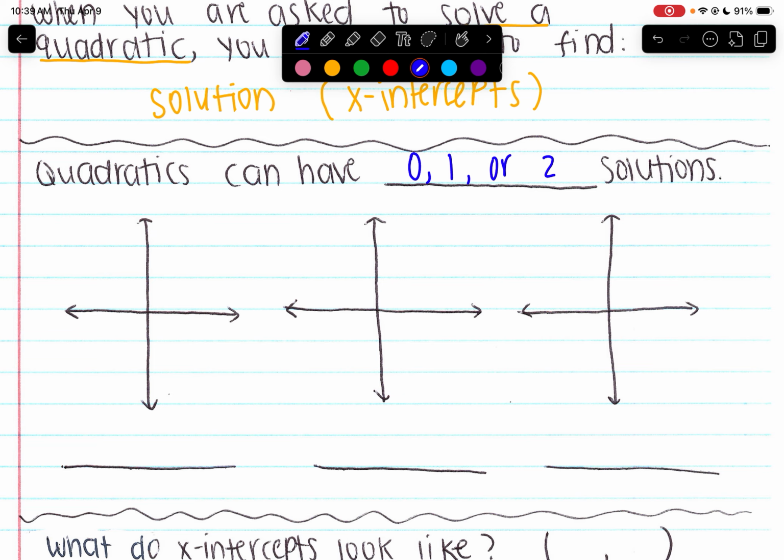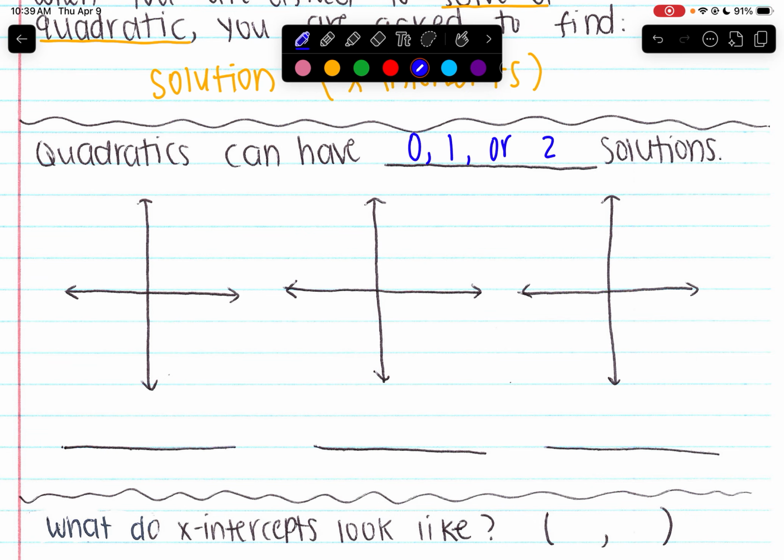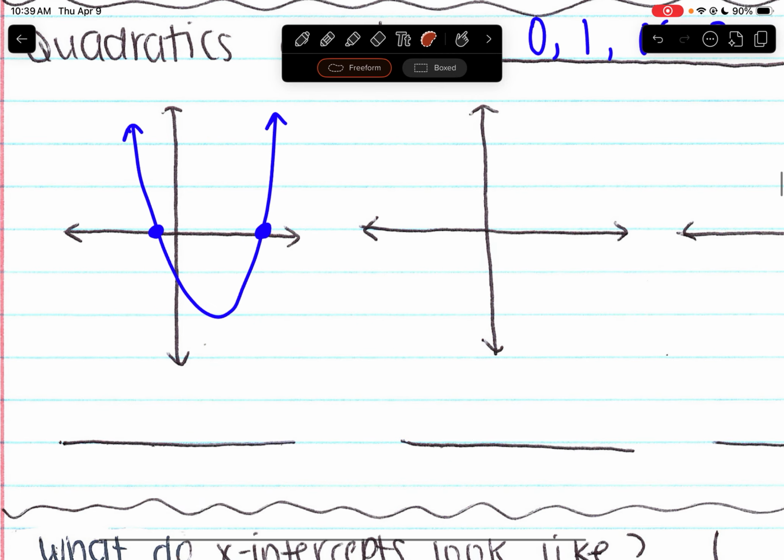So if I have 2 solutions, that means that my graph or my quadratic goes through the x-axis twice. So that could maybe look something like this, a quadratic that opens upward, and I notice that there are 2 points on the graph where it goes through the x-axis, so I have 2 x-intercepts. Now, as a reminder, quadratics can also face downwards as well, so you could have quadratics that look like that and go through the x-axis twice.